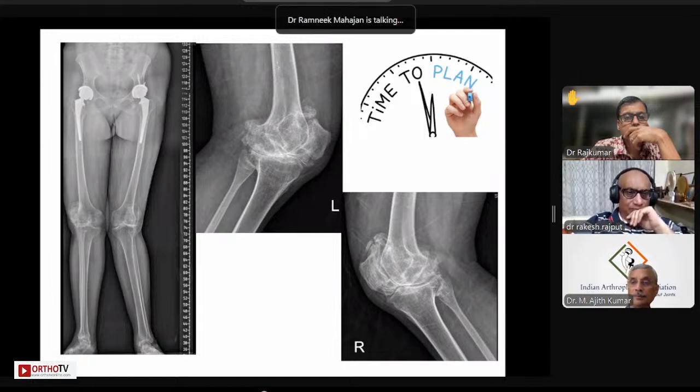And if you have technology, then you can use navigation here. I'm not talking of robotics here. I'm just talking of simple navigation. It can help you cut the femur first, and you'll have more space, and then you can work on the tibia.